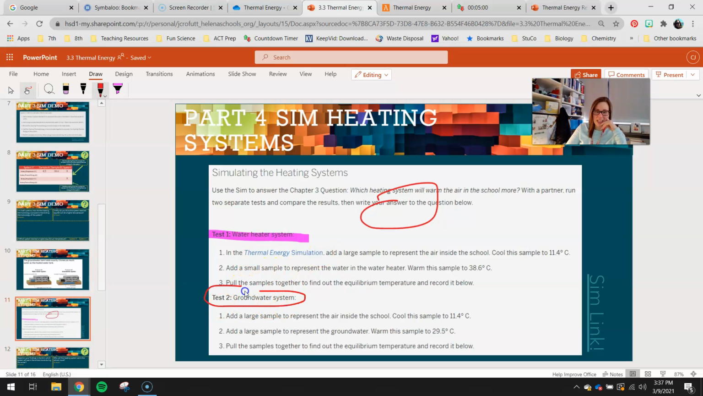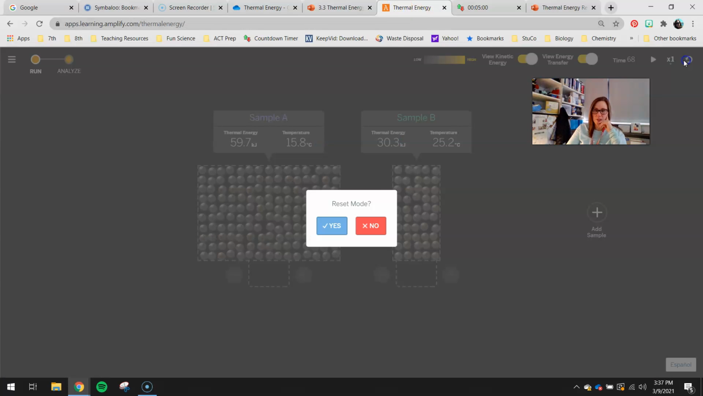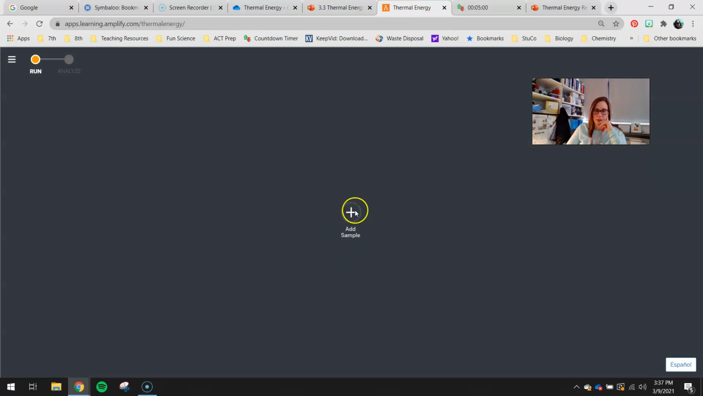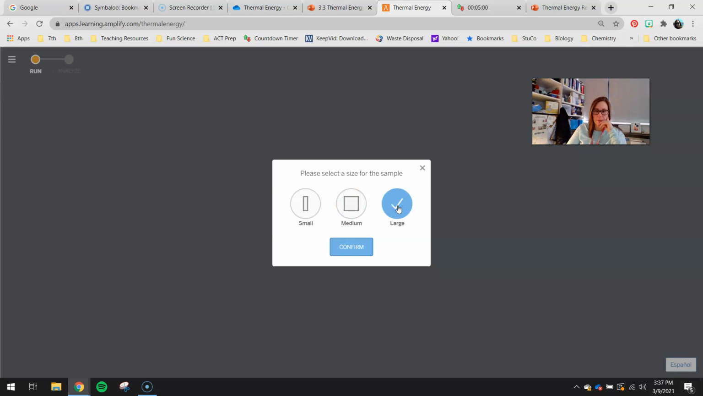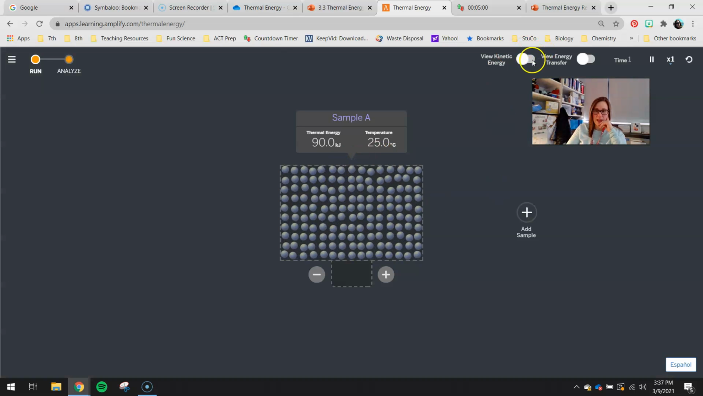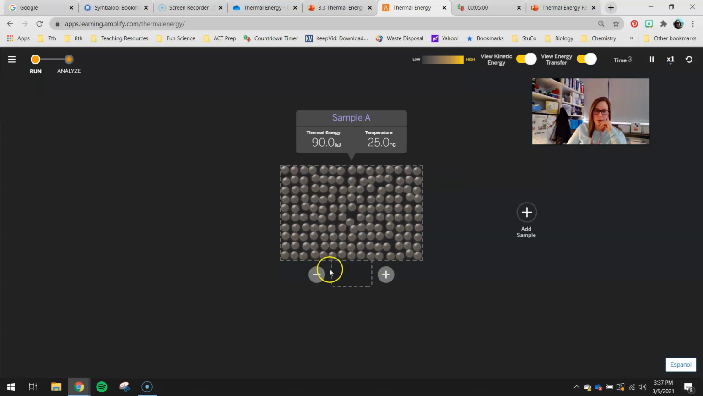And now we're going to go ahead and test our groundwater system. Because our water heater is larger, we're going to use a large sample for that water heater. Same thing: you're going to add a large sample to represent the cold air in the school. That's going to be at 11.4.